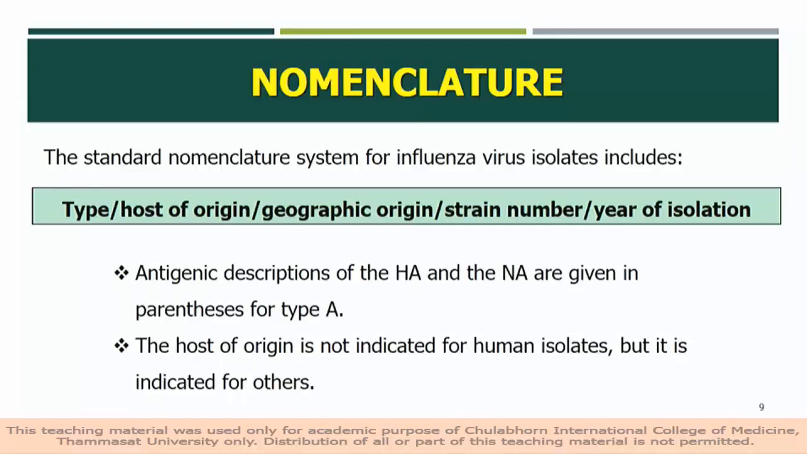An example of the nomenclature will be shown in the next slide. Next is geographic origin, strain number, and the year of isolation. For influenza A virus, the antigenic description of the HA and NA should be given, while influenza B and C should not.